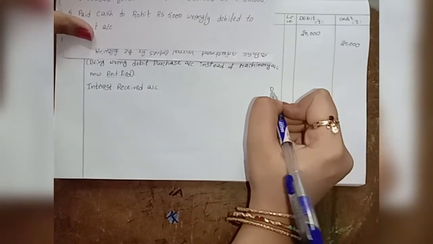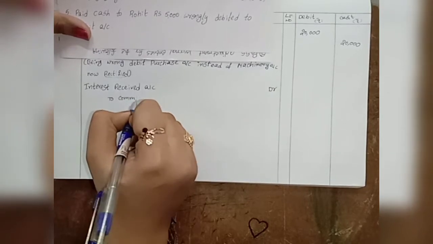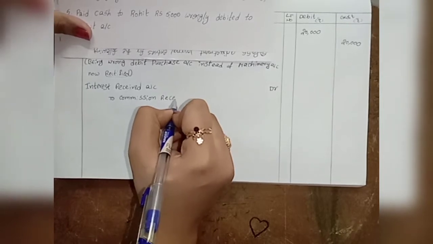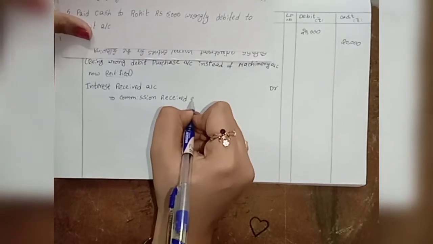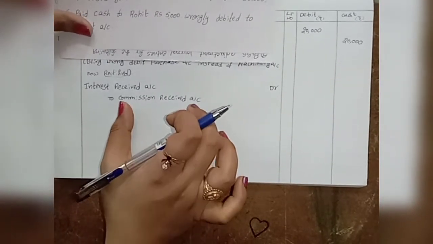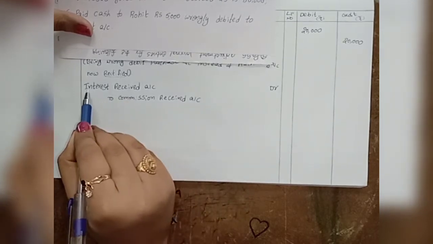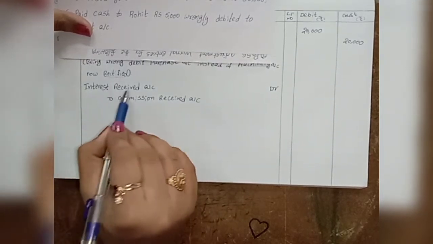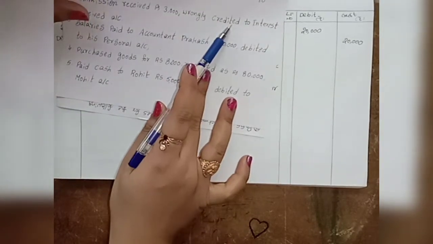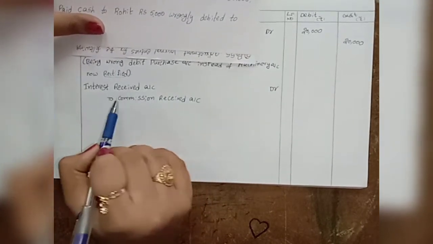Interest received account debtor to commission received account. So the commission received is as usual like this only. But here we have to write cash account to commission received. But they wrongly credited. Instead of commission received, they wrote interest received.